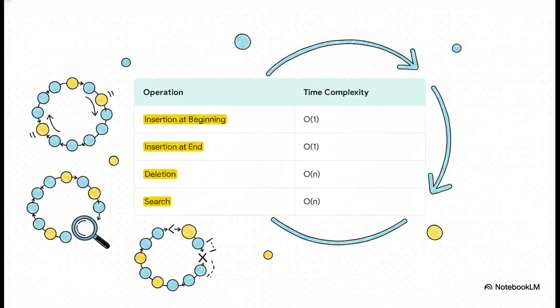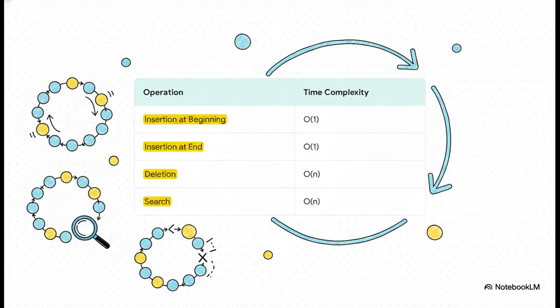Now for the really important part, performance. How fast is this? Well, inserting a node at either the beginning or the end is what we call constant time, or O(1). That is incredibly fast. Why? Because we don't have to go searching through the whole list. We just have to update one or two pointers, and we're done.